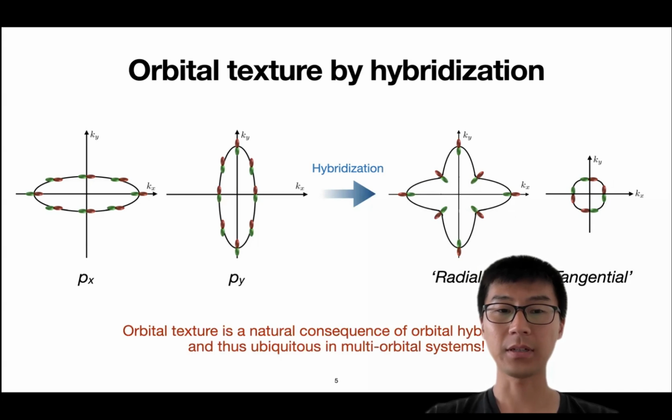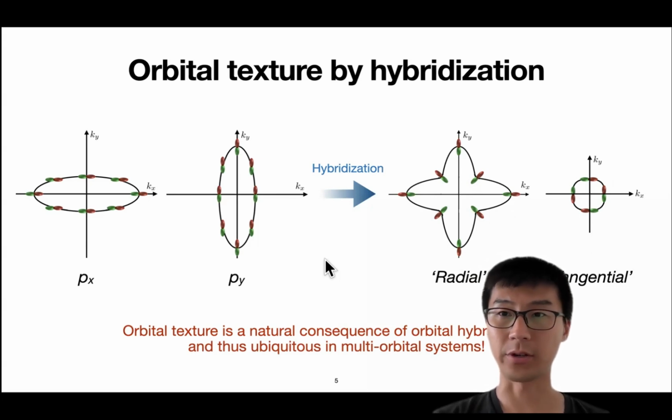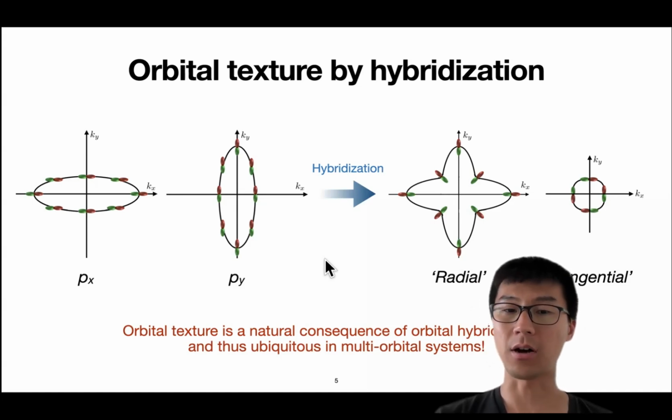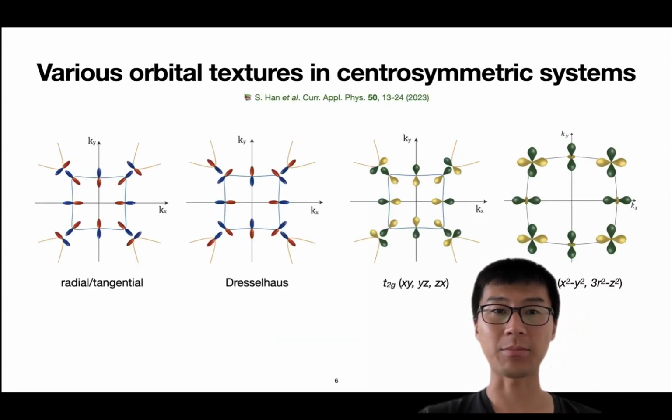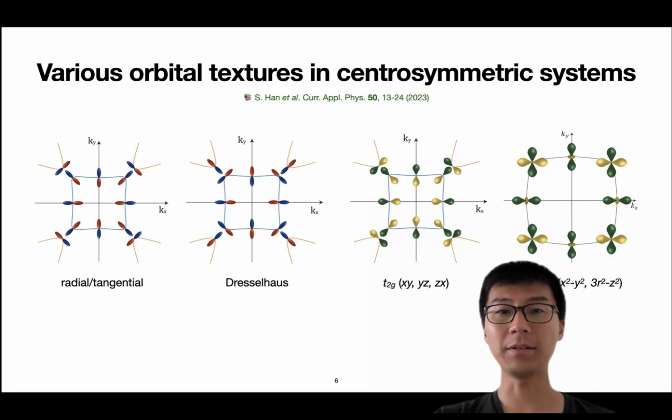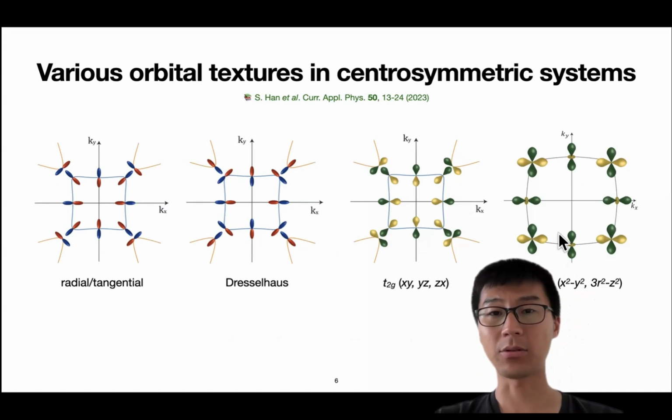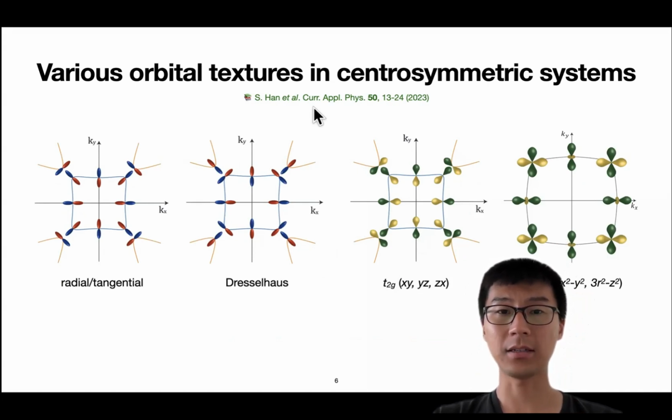As you can see, the orbital texture is a very natural consequence of orbital hybridizations. Because hybridizations are very natural for different orbital wave functions, once you put them together, they will start to hybridize in all possible ways. Therefore, orbital texture is also ubiquitous in many multi-orbital systems. And orbital textures come in many different shapes and types. Even in centrosymmetric systems, there can be radial, tangential types, or they can also appear in t2g d orbital systems, or eg orbital systems, as studied in the following paper by Han, 2023.